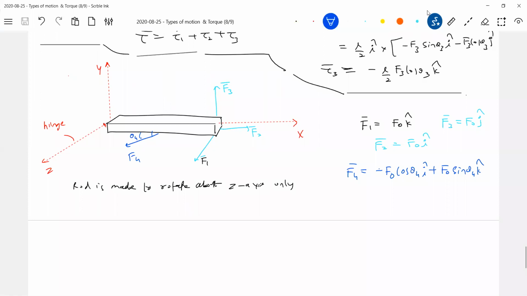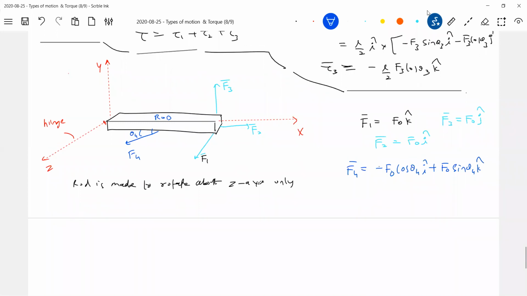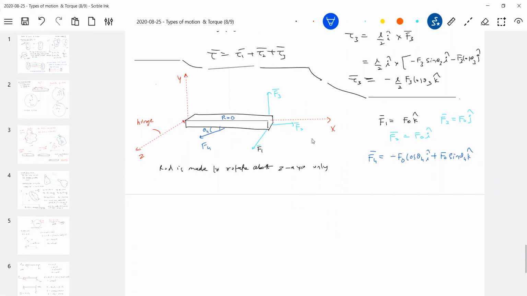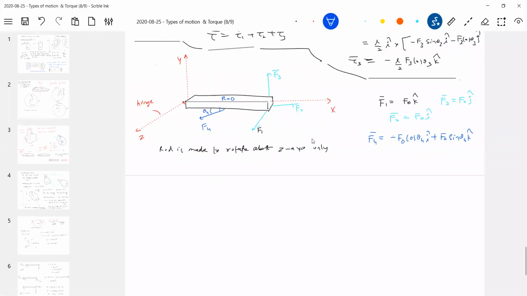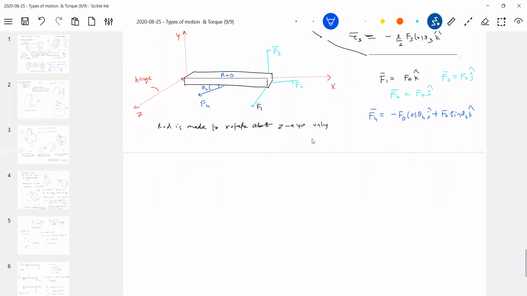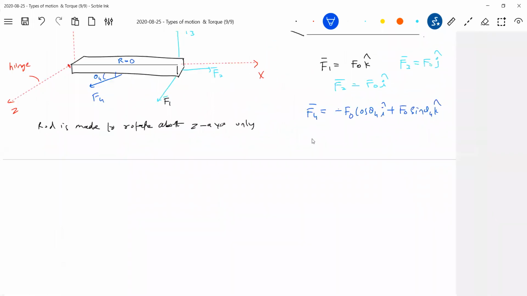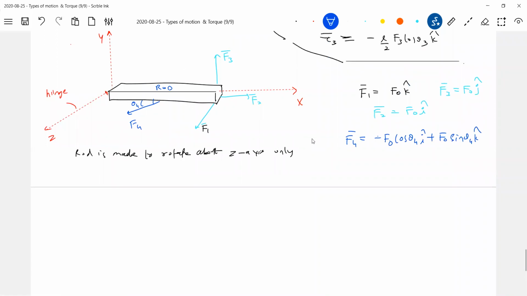Okay, let's see which forces will set up a torque. There's a rod. It is free to rotate about the z-axis. The rod is made to rotate about the z-axis only. So what is the axis of rotation? It's fixed here now. Now, what about the torque by various forces? Let's go to the formula. Yeah, let's come back to this one.